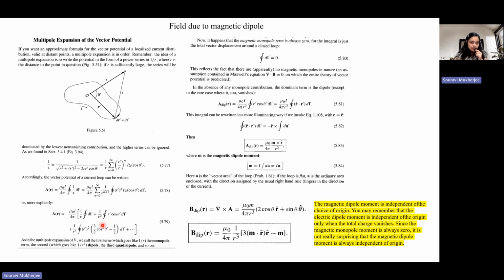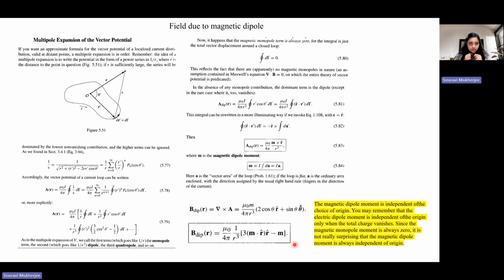So then the next term is your dipole term. You can rewrite it to get this expression. This is a very important result, which tells us how the vector potential looks for a magnetic dipole. Okay. So now if you know the expression of vector potential for a magnetic dipole, you can just do a curl of A to find the field due to a magnetic dipole. This is how it looks. This is the field due to a magnetic dipole. And because magnetic monopoles do not exist, because the monopole term is always zero, the magnetic dipole moment is independent of the choice of origin.